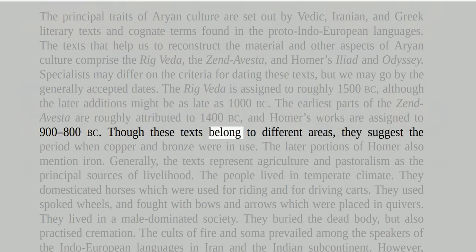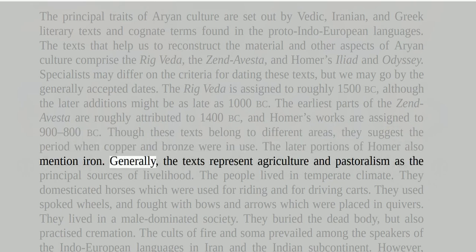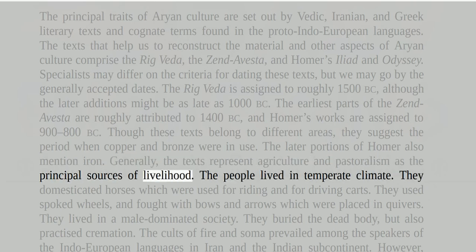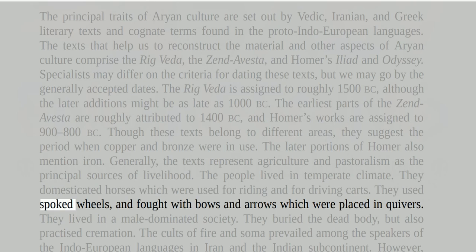Though these texts belong to different areas, they suggest the period when copper and bronze were in use. The later portions of Homer also mention iron. Generally, the texts represent agriculture and pastoralism as the principal sources of livelihood. The people lived in a temperate climate. They domesticated horses, which were used for riding and for driving carts. They used spoked wheels, and fought with bows and arrows which were placed in quivers.